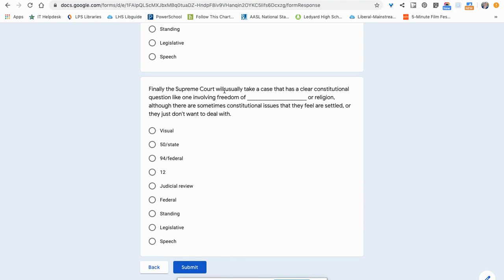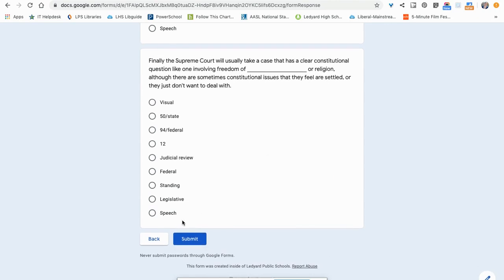Finally, the Supreme Court will usually take a case that has a clear constitutional question, like one involving the freedom of blank or religion. Although there are sometimes constitutional issues that they feel are settled or they just don't want to deal with. All right, so those are the things to be listening for. We'll read the appellate courts right now, and then you can watch the video on your own.